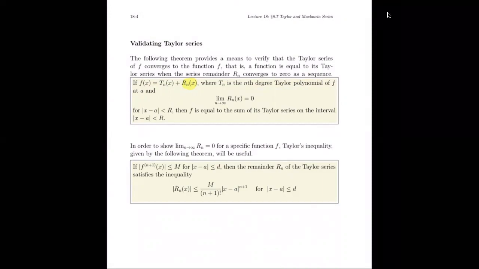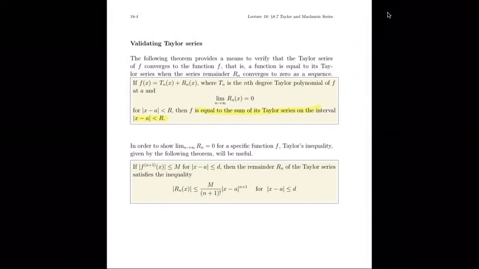So anyway, if we split f of x up as its nth approximation plus the remainder, which makes up the entire series altogether when we add them, and we have that the limit as this remainder goes to 0, which is something we'd have to prove on a case-by-case basis, for x minus a within its radius of convergence, which is capital R here, not to be confused with the remainder R sub n of the series, then f is equal to the sum of its Taylor series within its interval of convergence, which is written here.